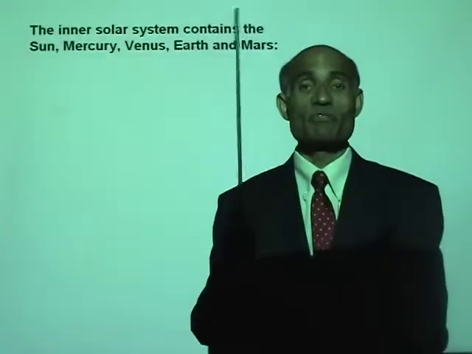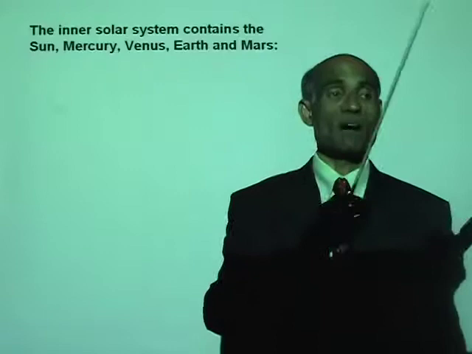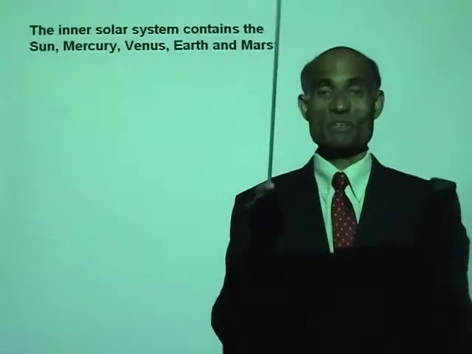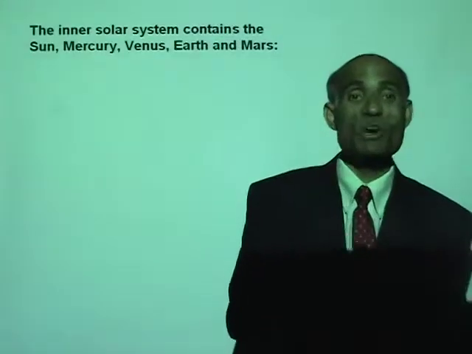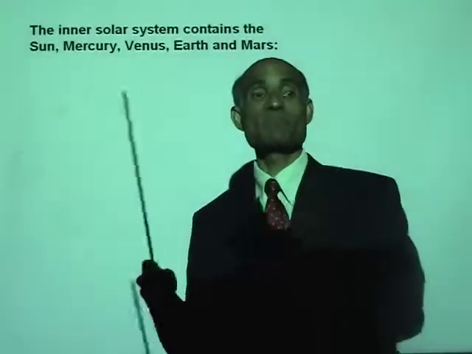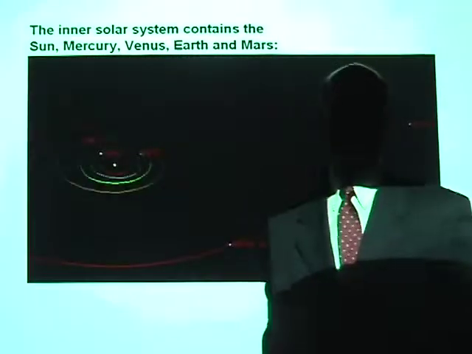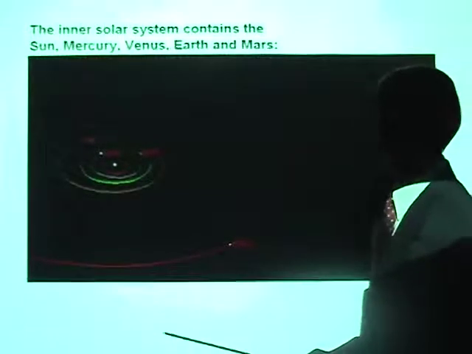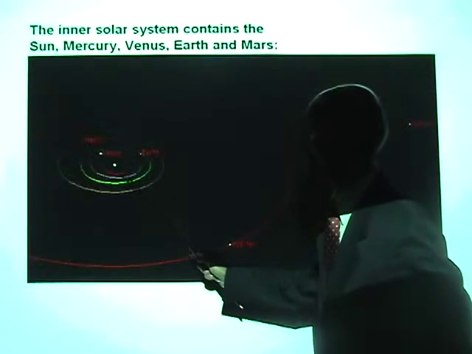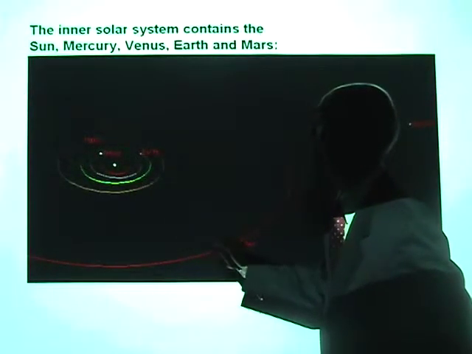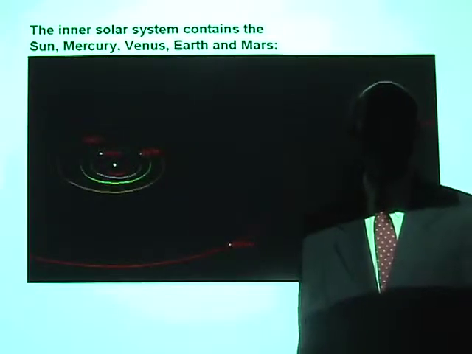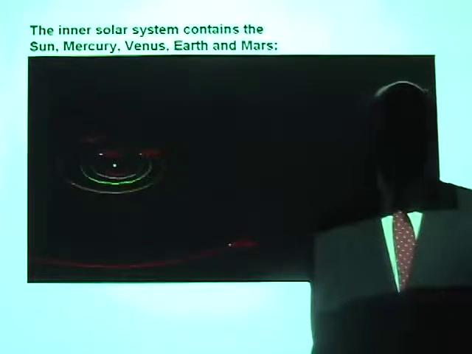Now, we're going to divide the solar system into two parts: the inner solar system and the outer solar system. Now, look at the inner solar system. The planets Mercury, Venus, Earth and Mars make up the inner solar system.